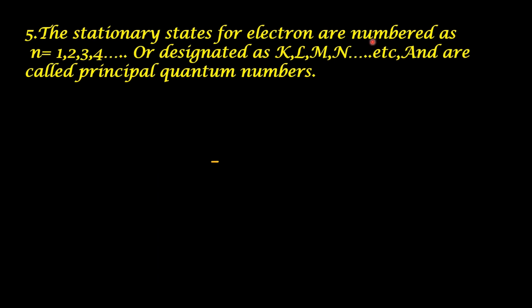The fifth postulate states that the stationary states for electron are numbered as n is equal to 1, 2, 3, 4, etc.